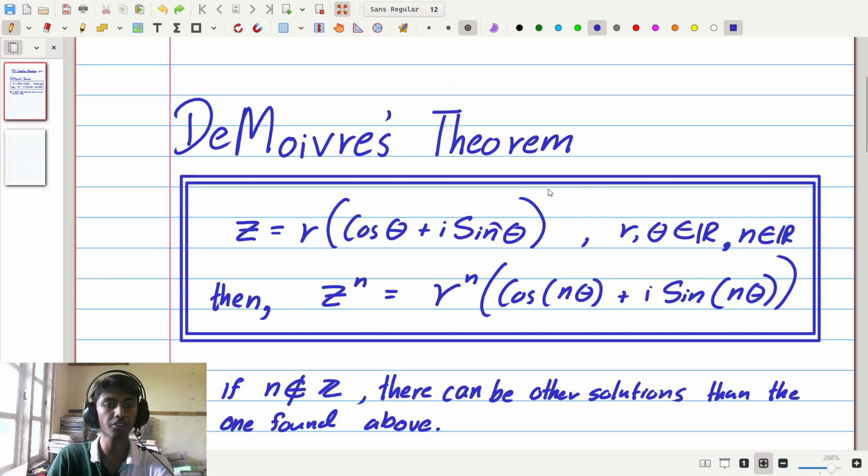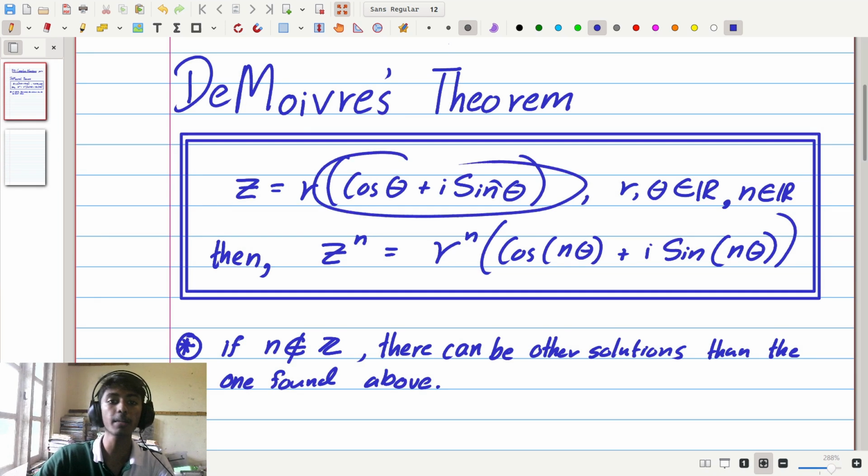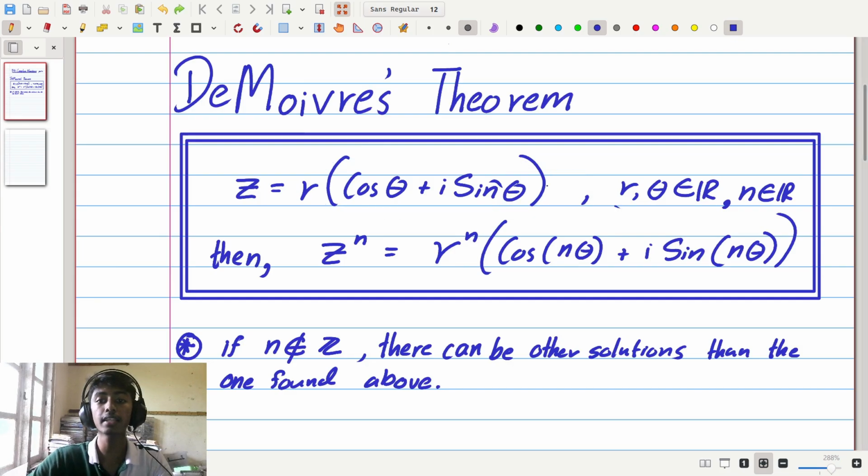Now, Demoir's theorem states that if you have a complex number z of the form z equals r times cosine theta plus i sine theta, where r and theta are elements of the real numbers, and you have some value n, which is also an element of the real numbers, then if you take z to the power of n, the result is r to the power of n multiplied by cosine of n times theta plus i sine of n times theta. So you can see here the radius, or the modulus, got raised to the power of n.